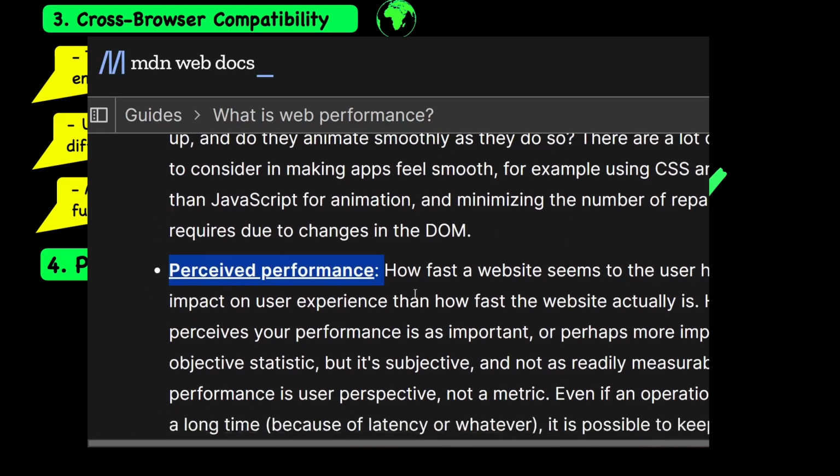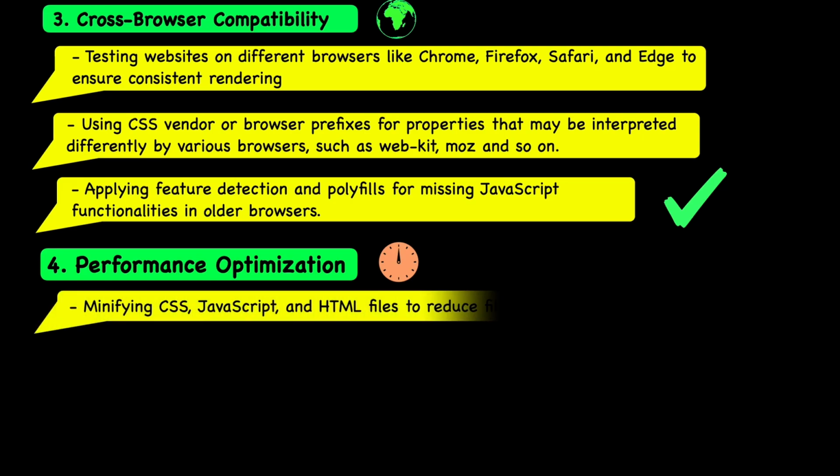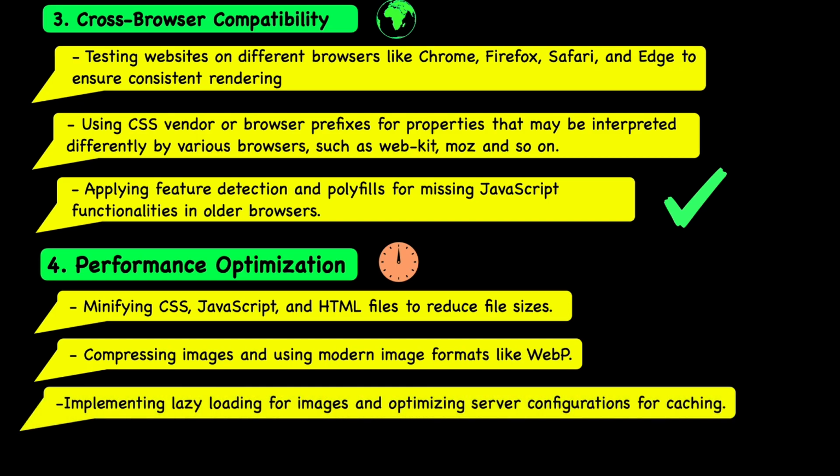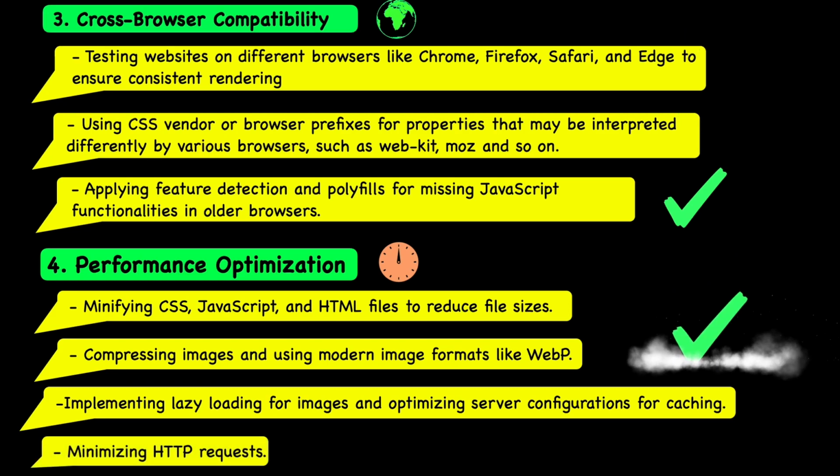Some important things to consider would be minifying CSS, JavaScript, and HTML files to reduce file sizes, compressing images and using modern image formats like WebP, implementing lazy loading for images and optimizing server configurations for caching, and minimizing HTTP requests. In number 5, version control or Git.